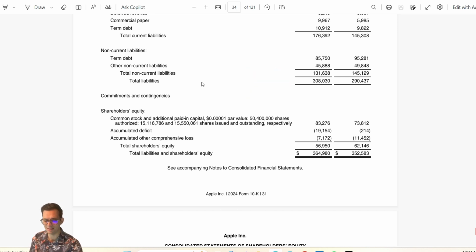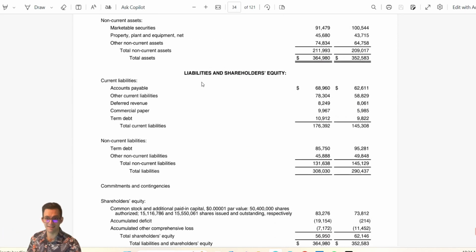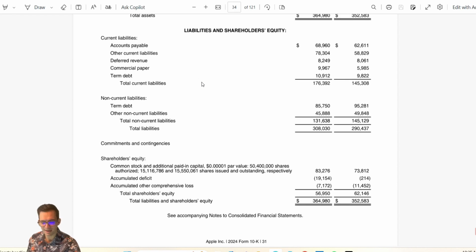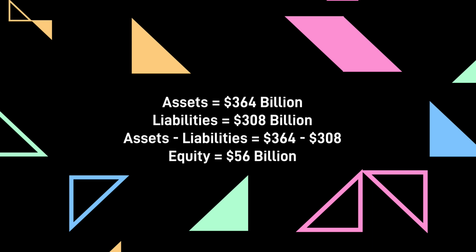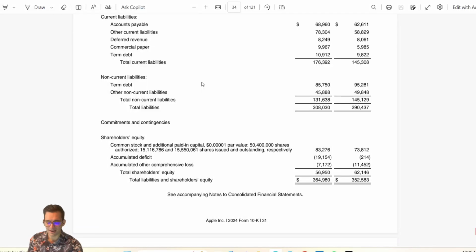So they have $364 billion in assets and then $308 billion in payables. They got to pay a lot of people. Makes sense. They're a large company. It all adds up to me. And then at the bottom here, it's going to be our equity. So this is everything that these stockholders own. This is their equity in their business. So if they cashed out today, this is how much they would hand all of their stakeholders.